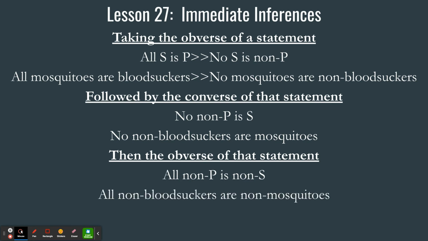So here's what it would sound like. We started with all mosquitoes are bloodsuckers. We took the obverse, and that gave us no mosquitoes are non-bloodsuckers. We took the converse, which is no non-bloodsuckers are mosquitoes, and then the obverse, all non-bloodsuckers are non-mosquitoes. You take everything in the universe that doesn't suck blood, how many of them are mosquitoes? None. Okay? So this is the same thing.